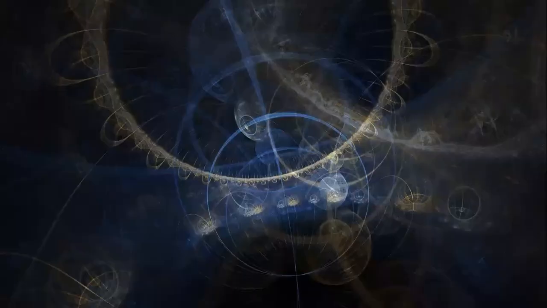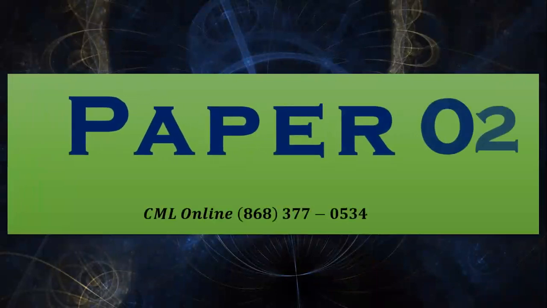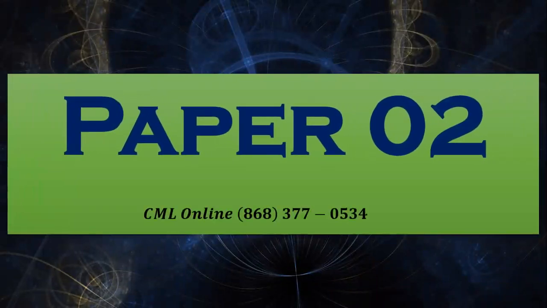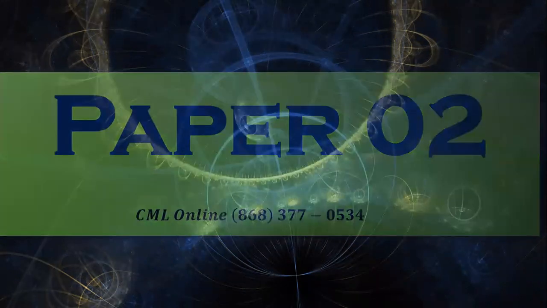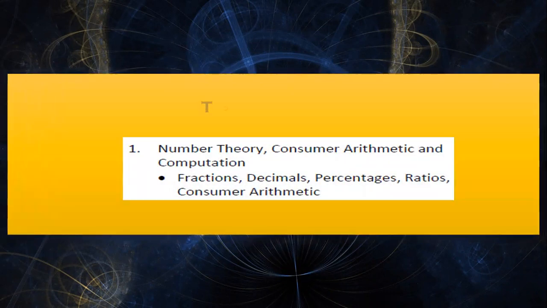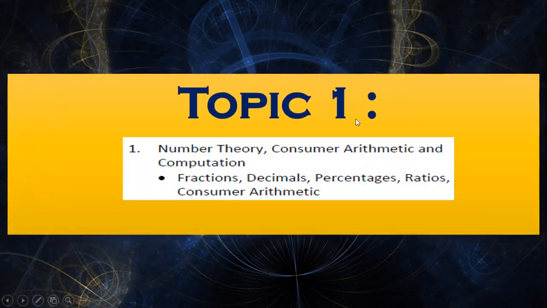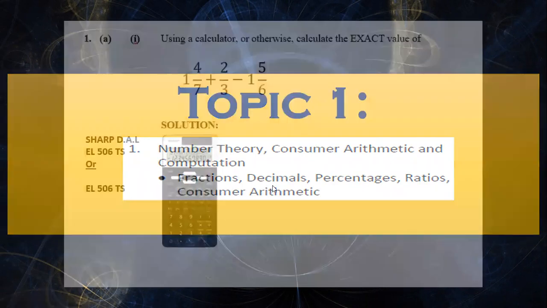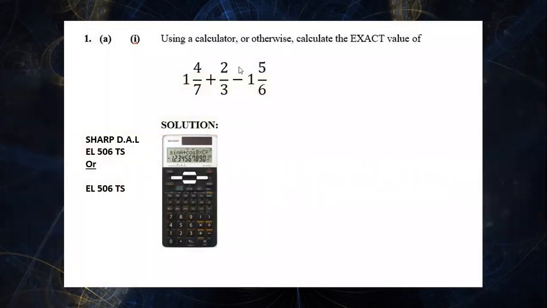And today we want to get into the subtopics and the major topics and the broad topics that are coming in paper 2. And let's get into it. So the first topic deals with number theory, consumer arithmetic, and computations. And these are the subtopics here. And this question will illustrate some of these subtopics.